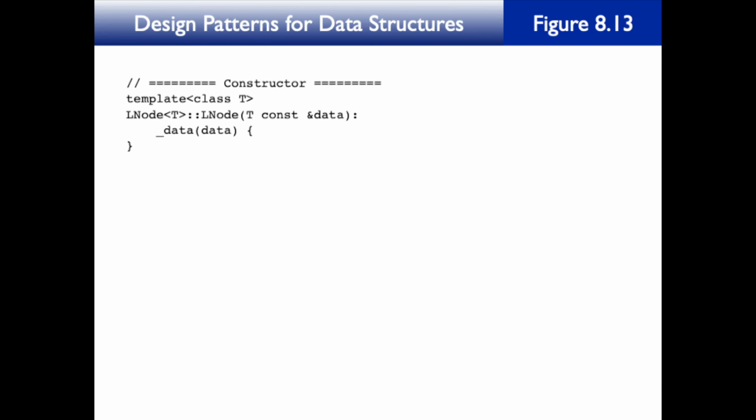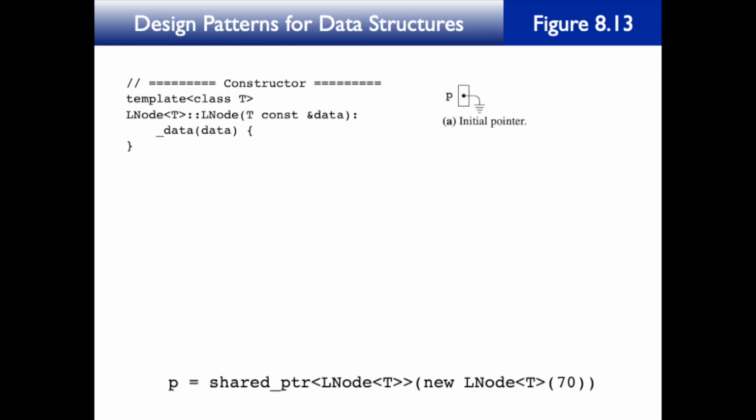So figure 8.13 shows the constructor for a node. This constructor has one parameter, data, with one item in the initializer list, which is equivalent to _data gets data. So let's trace figure 8.13 for the statement p gets shared pointer to a node, new LNode t 70. In this example, 70 is the actual parameter, which corresponds to the formal parameter data in the constructor.